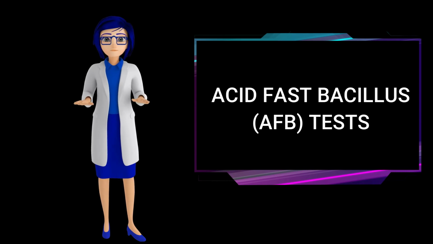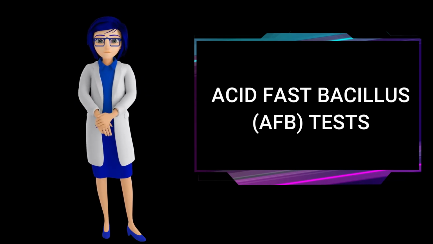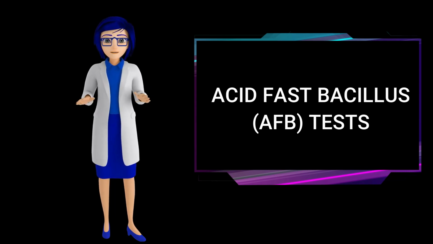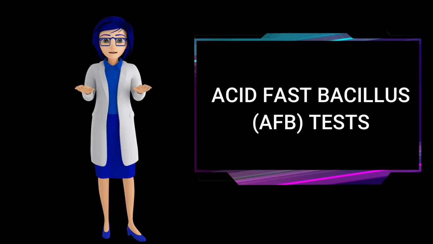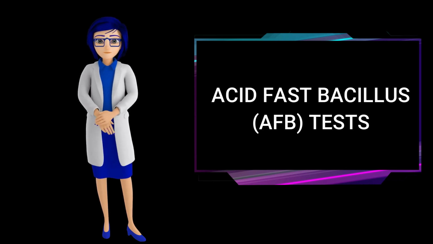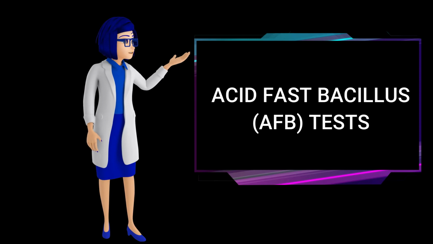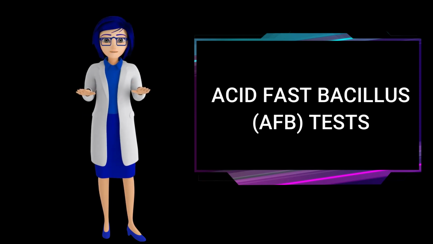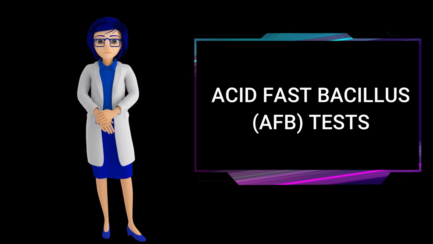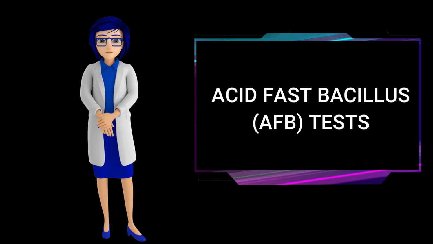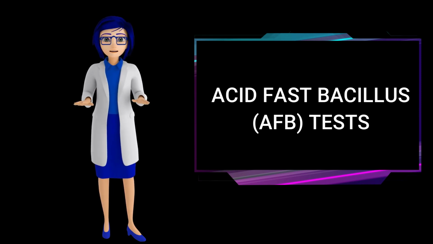You may also need testing if you have certain risk factors. You may be at higher risk of getting TB if you have been in close contact with someone who has been diagnosed with TB, have HIV or another disease that weakens your immune system, or live or work in a place with a high rate of TB infection. These include homeless shelters, nursing homes, and prisons.